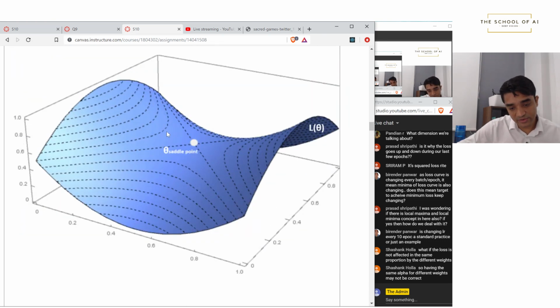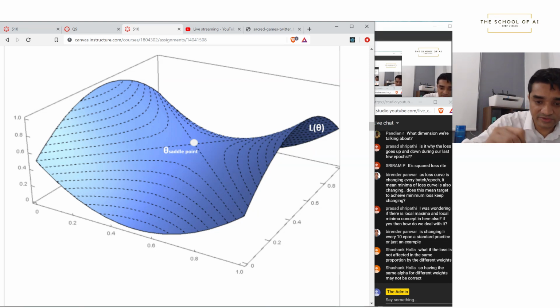The problem here is that if I go in this direction, I see an increase. If I go in this direction, I see an increase. I need to go in this particular direction, or the other direction I want to be at. But this is a saddle point. Why is it called a saddle? Because the saddle is what you use on a horse. On a horse you have a small dip, and then it falls back.